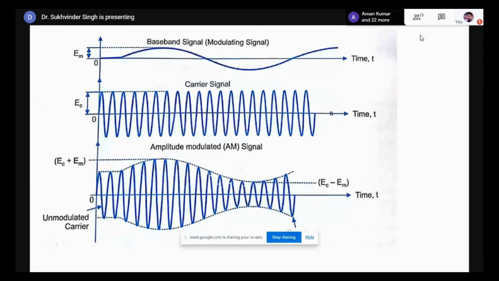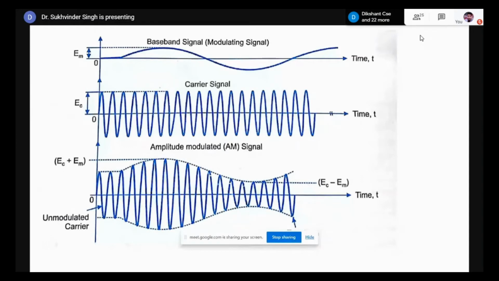So when this baseband signal is superimposed upon a carrier signal, and the maximum amplitude of the carrier signal you can see in the diagram is represented by EC. Whenever this baseband or modulating signal is superimposed on the carrier signal, it will try to change the amplitude, frequency or phase of the carrier signal.